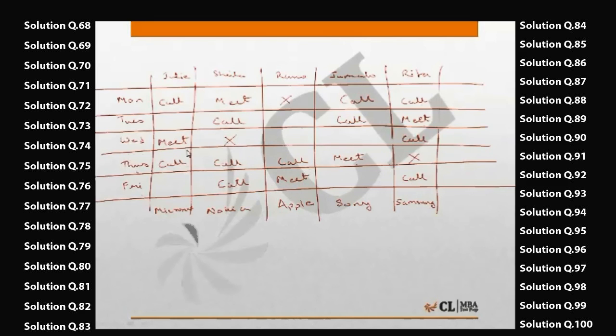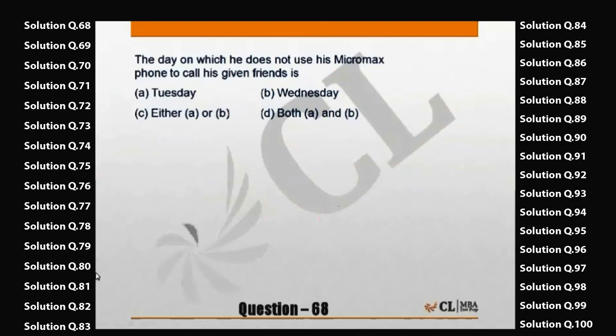Now for Wednesday, we are left with 2 blank cells, and we have to fill 2 call options in that. We will fill 2 call options here. Similarly, we can complete the table like this. Call, call, call. We have a cross will come here. Call will come here. We have the complete table before us. Now we can go ahead with solving the questions.